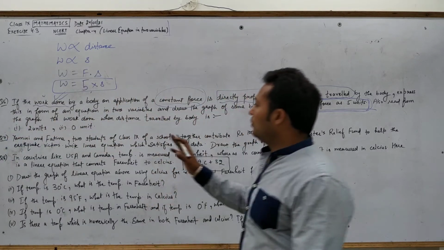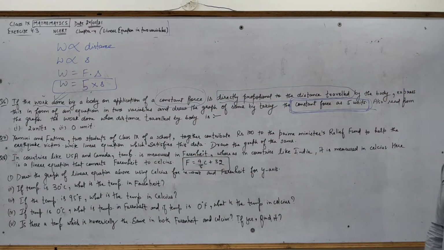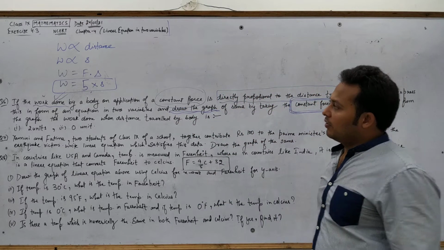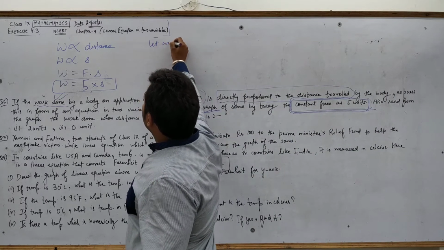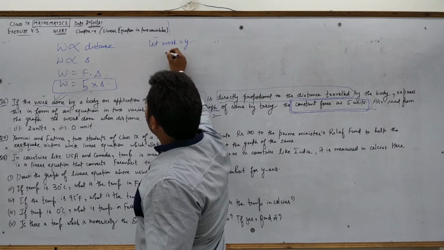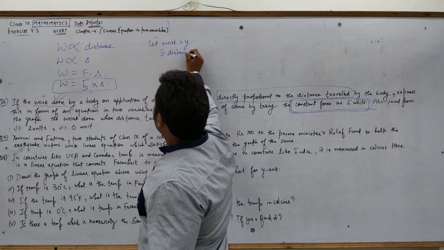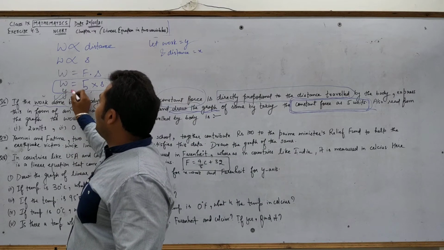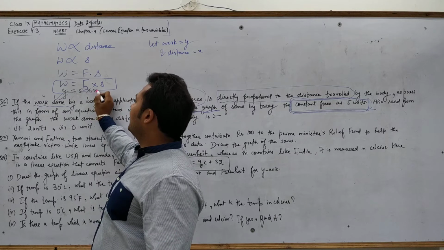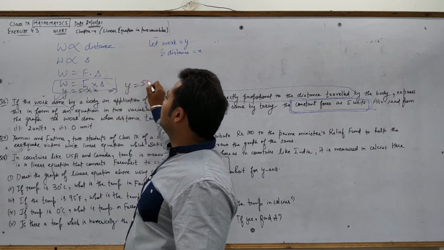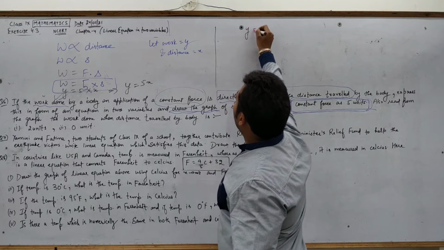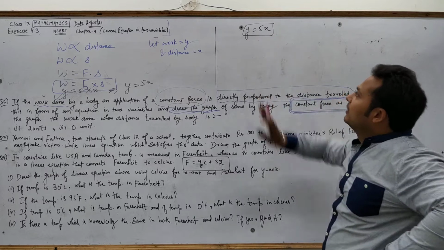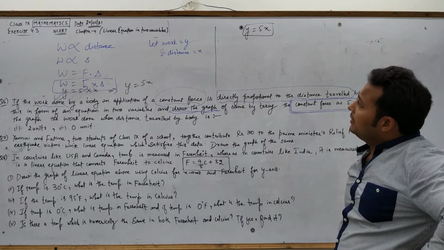Now we are to represent this equation on the graph. We are to draw this equation on the graph. So let work be on the y-axis and distance on the x-axis. So our equation will be y equals to 5 multiply x, that is y equals 5x. Now for y equals 5x, we are to assume the values of y and x that will satisfy this equation.